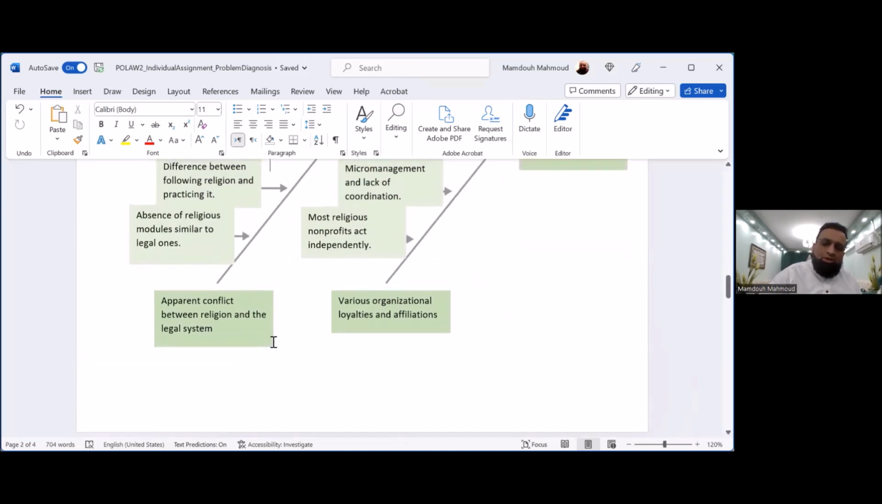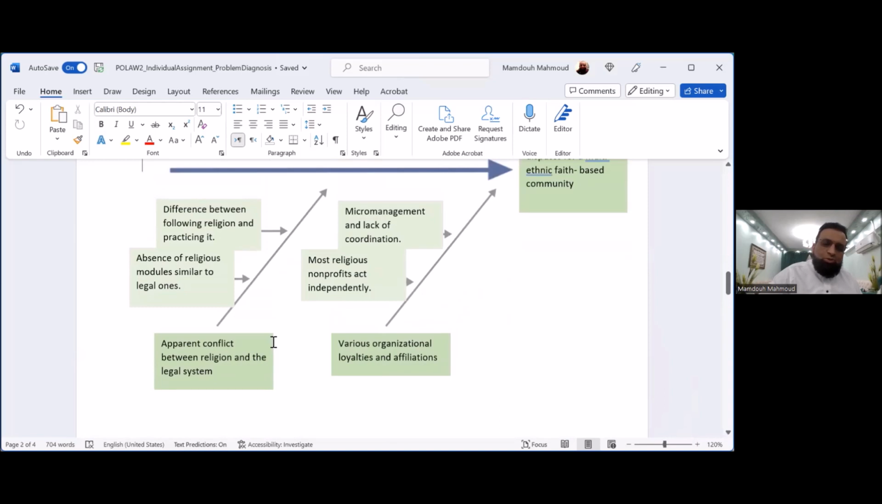Under each one, I made these subcategories. The difference between following religion and practicing it, there's a difference in people's heads and people's practices. Absence of religious modules similar to legal ones. We don't have everybody come and say, what are my religious rights? But they can go to the court and find things out. They can go online and find things out.